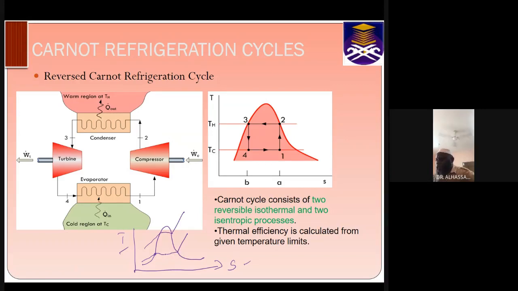So here, as far as the reverse Carnot cycle is concerned, our fluid is entering the compressor at saturated liquid vapor state. Then it is compressed to saturated vapor. Then it will be cooled down. Sorry, the temperature will remain constant. This is constant temperature cooling. So we only have change of phase.